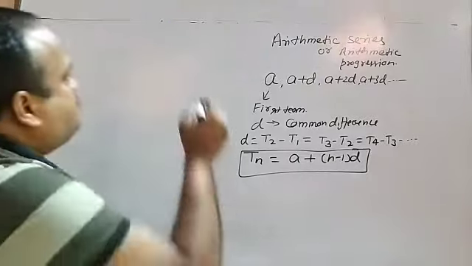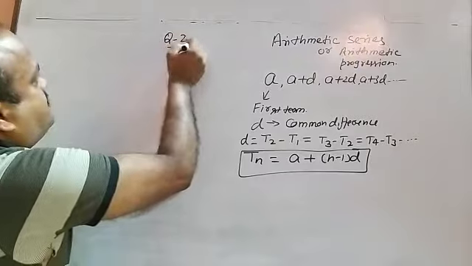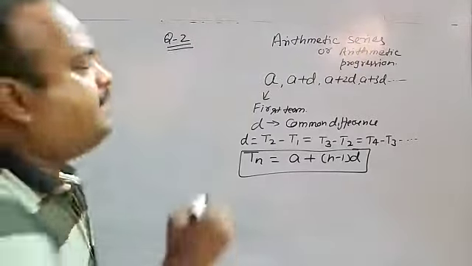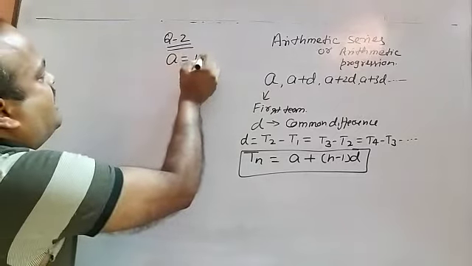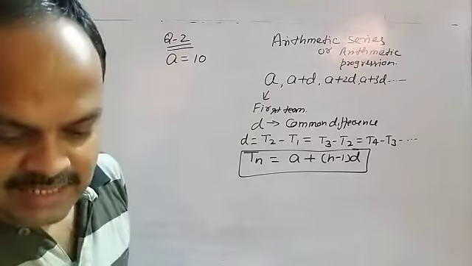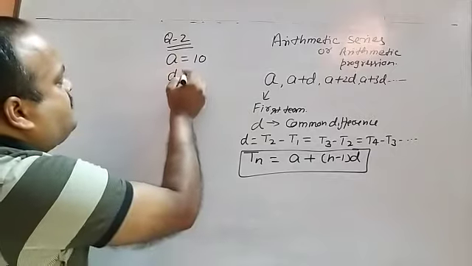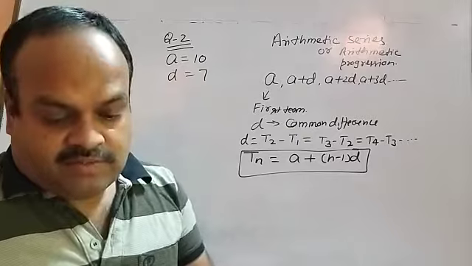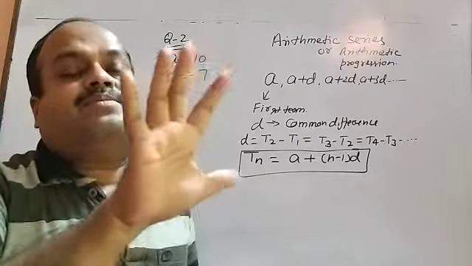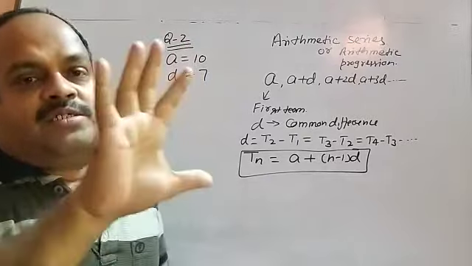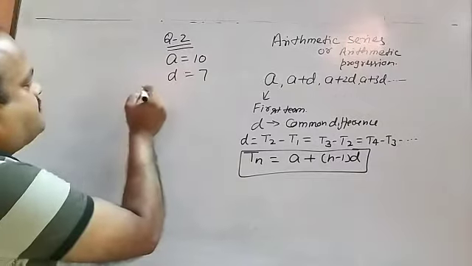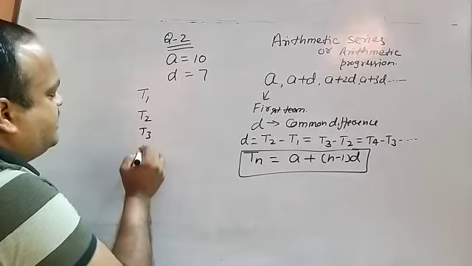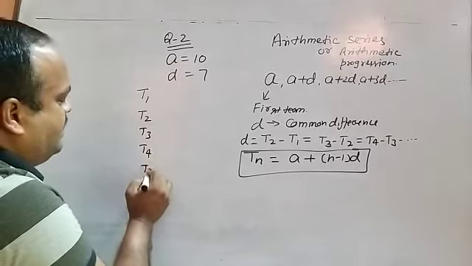Question number 2. In this question, we have the first term a as 10, and the common difference d is 7. What do we want? We want the first 5 terms: T1, T2, T3, T4 and T5.